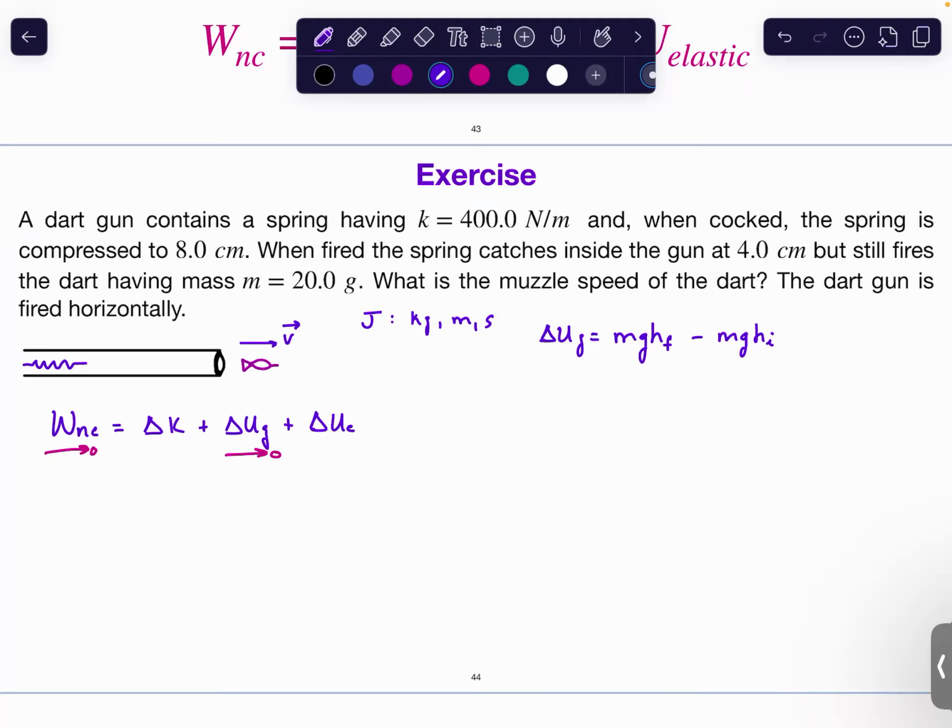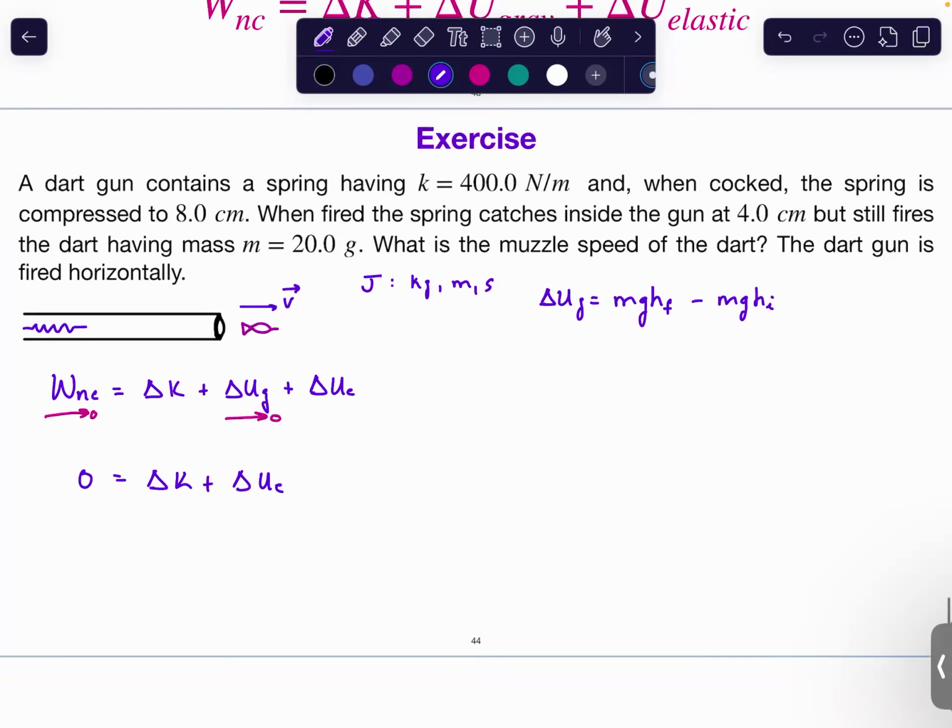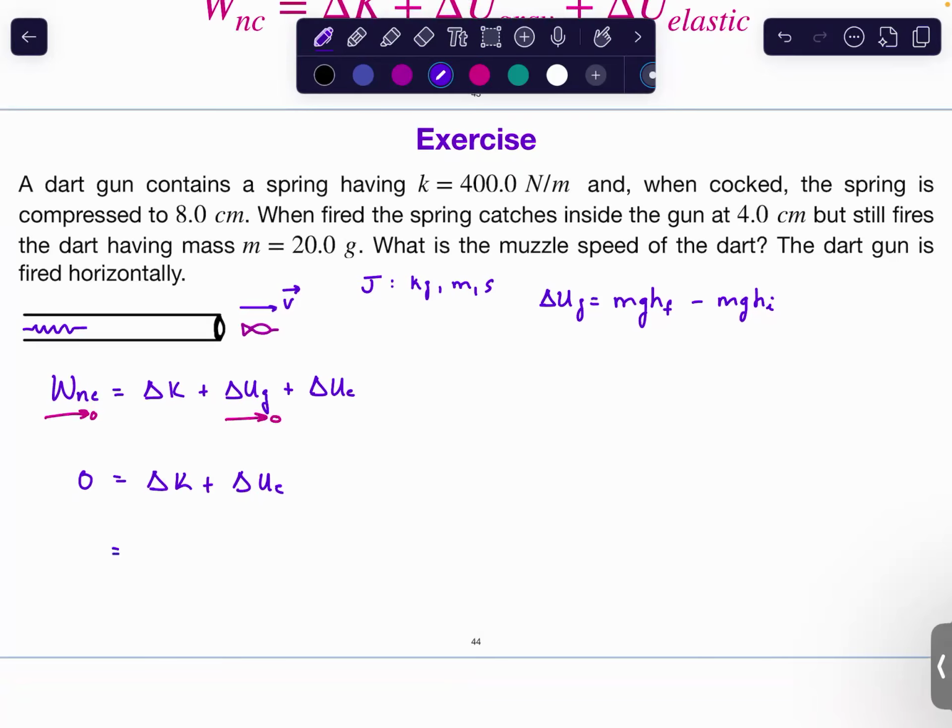So what we're looking at is the change in kinetic energy plus the change in elastic potential. So we can do 1/2 final, and the initial.